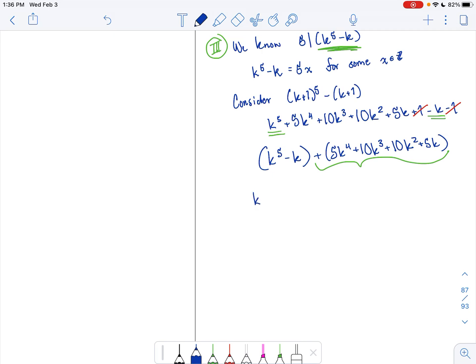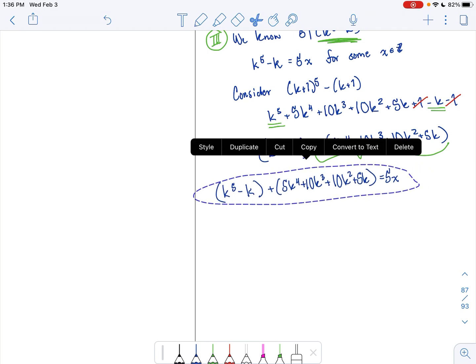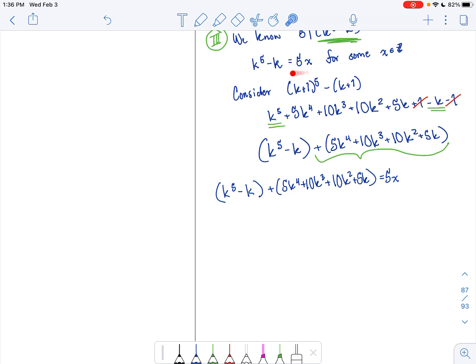If I'm thinking about what we know, this is what I end up wanting to add to both sides. So then I can say, k to the 5th minus k plus 5k to the fourth plus 10k cubed, and I am writing small because I want to fit a lot of things here on both sides, equals 5x. I'm going to scoot this over a little bit farther, because this is the equation up here. So I added this term, and I have to add it to both sides. So plus 5k to the fourth plus 10k to the third plus 10k squared plus 5k. So I add the same thing to both sides.